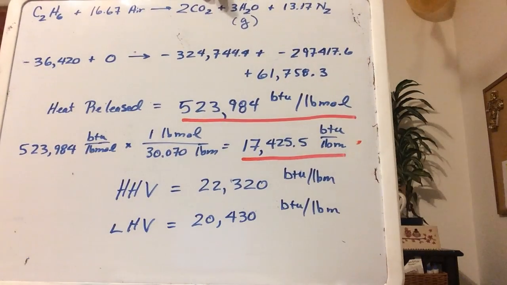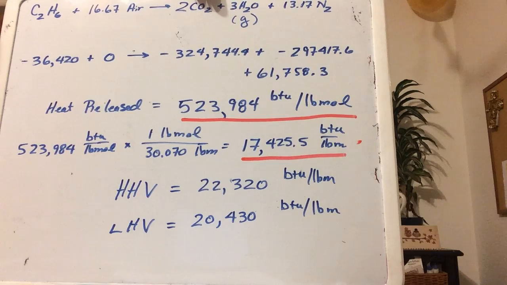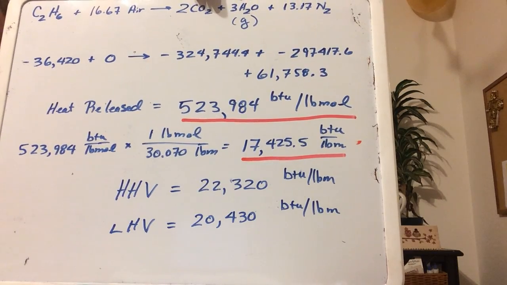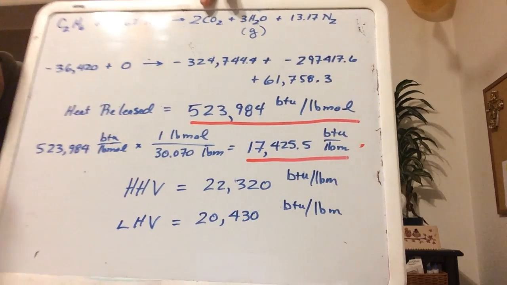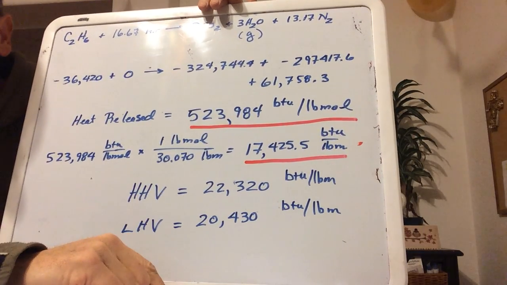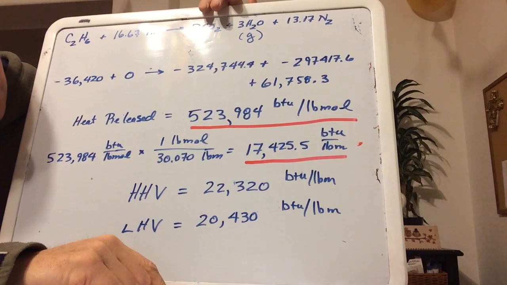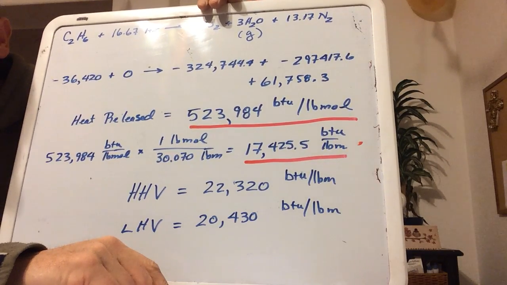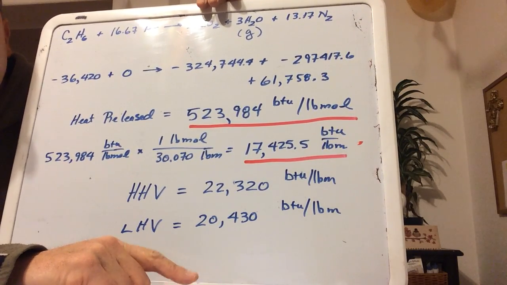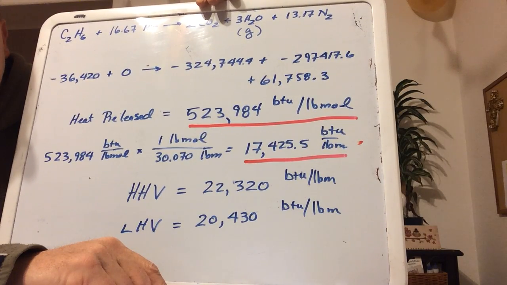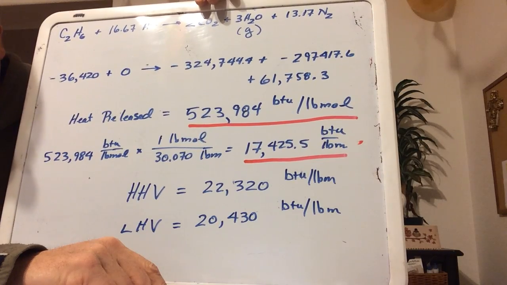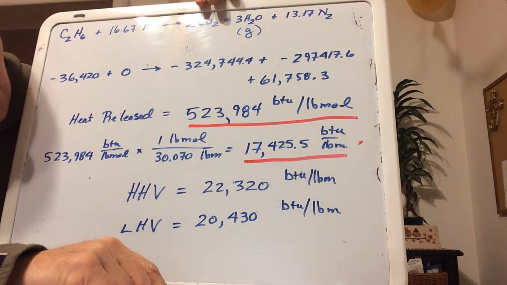So let's say you're out there in industry and you're doing some planning where you're going to burn some ethane gas, and you're wondering how much energy you're going to get out of it. Well, the first thing to do is take a look at the higher heating value and the lower heating value. I got the higher heating value from the table: 22,320. What does that mean? That means if you burn ethane and the products come out at 77, and the water comes out as liquid, you're going to get 22,320.